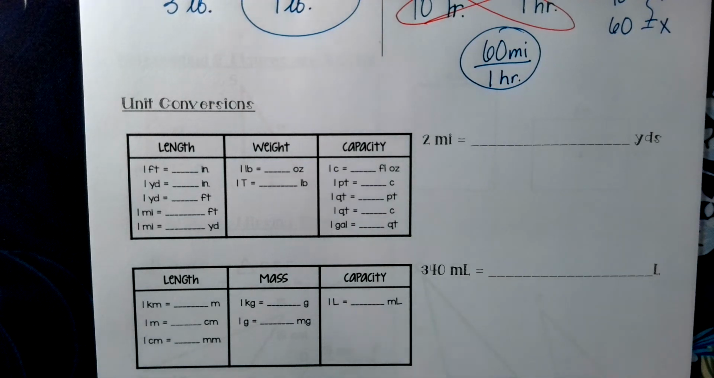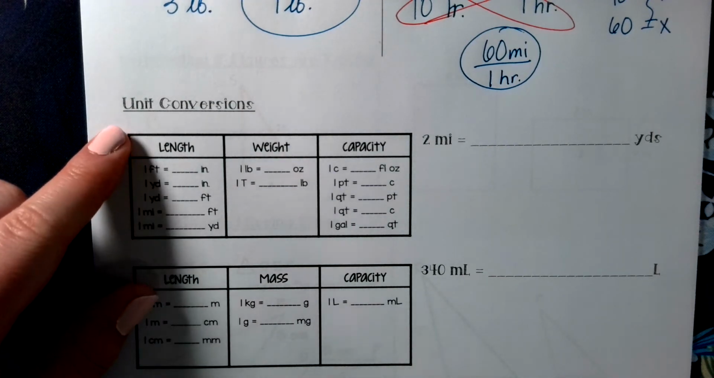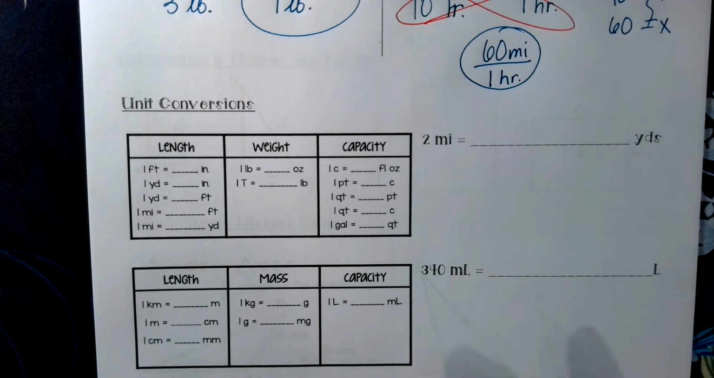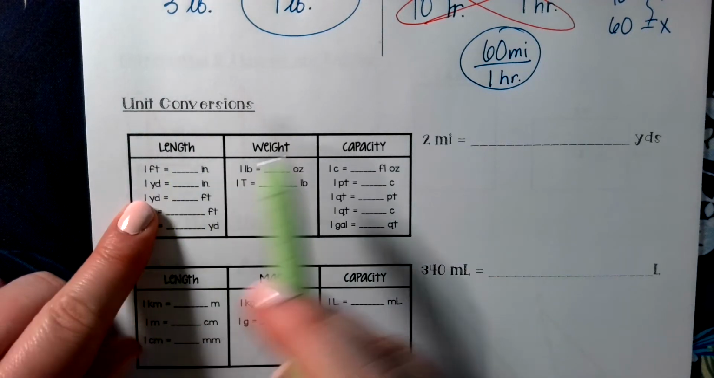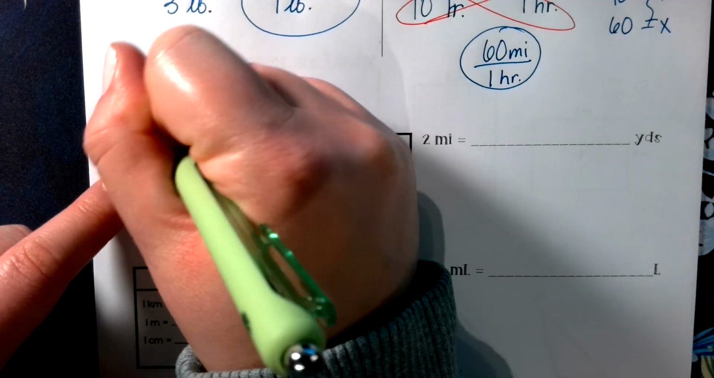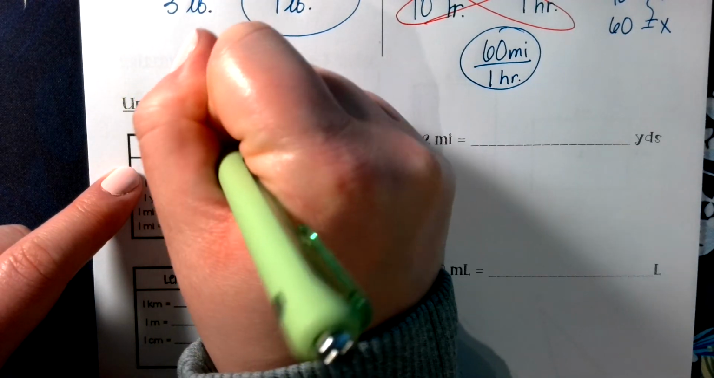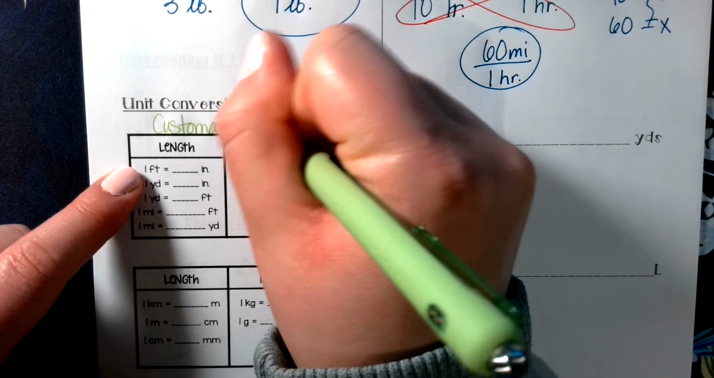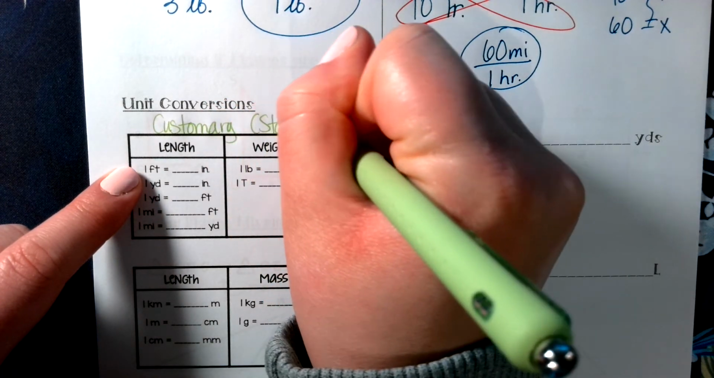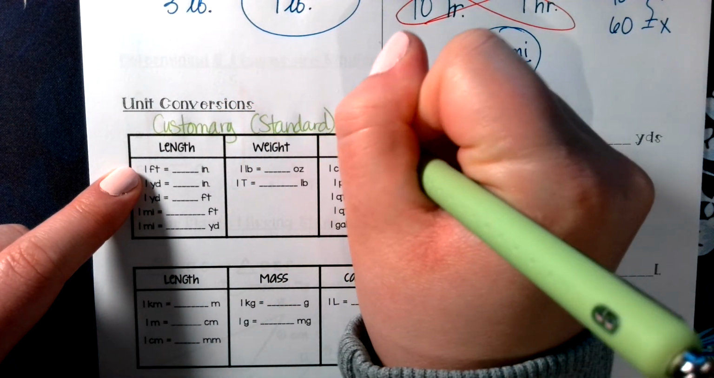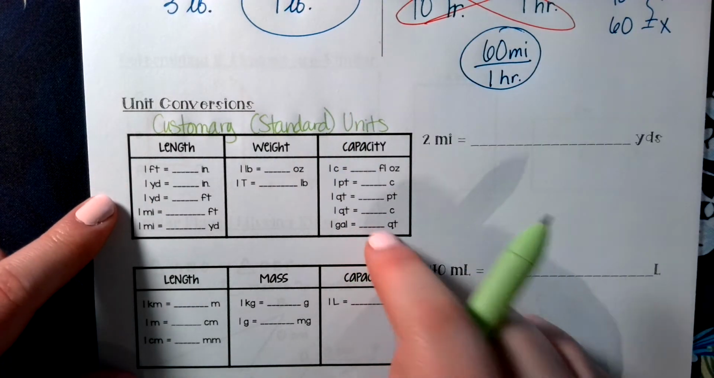The next thing that we learned in the third quarter were unit conversions. That's where we're going back and forth between different units of measurement. So first off, these are our customary or standard units. This is what we use in the USA.